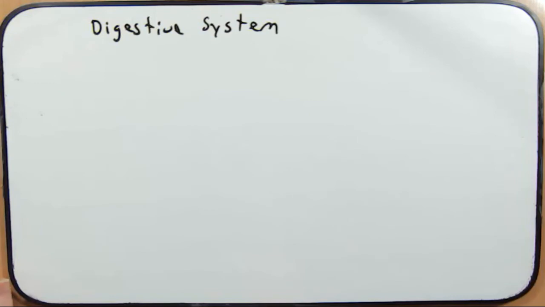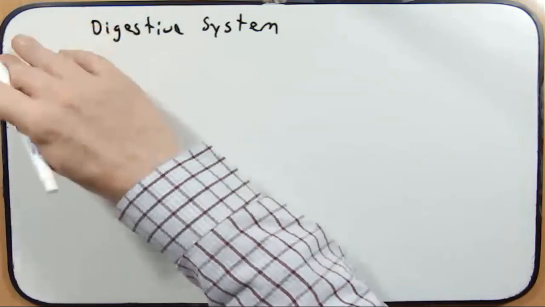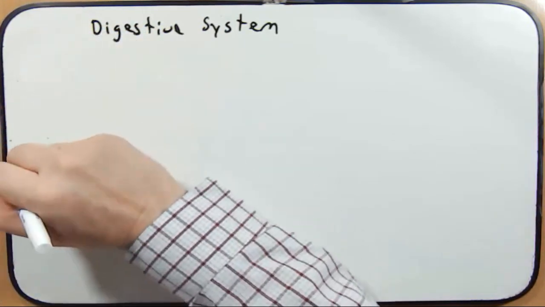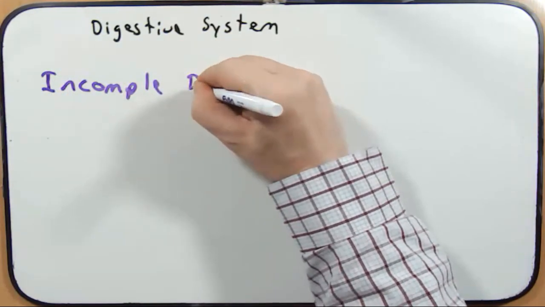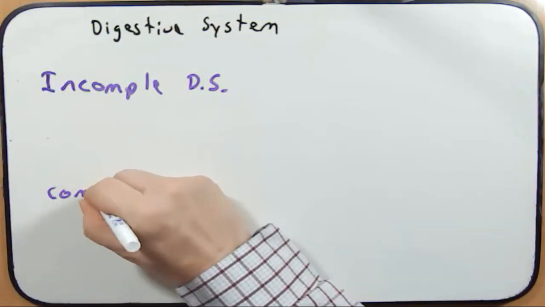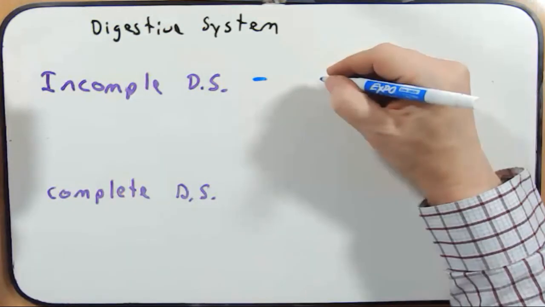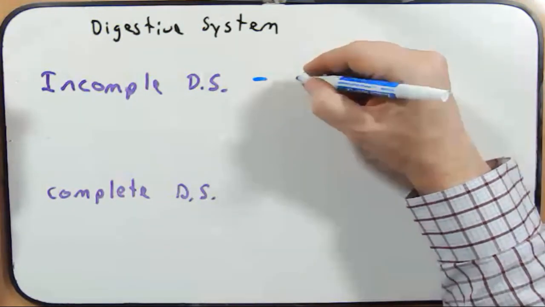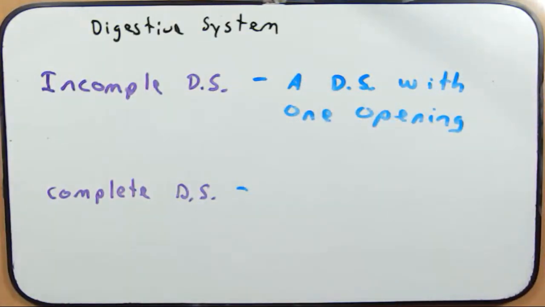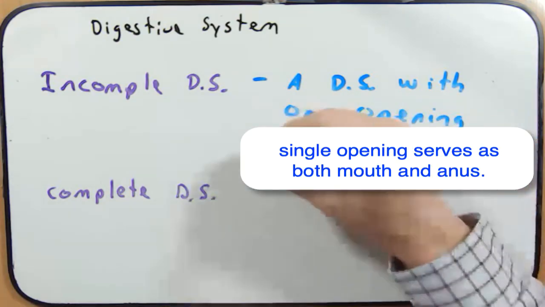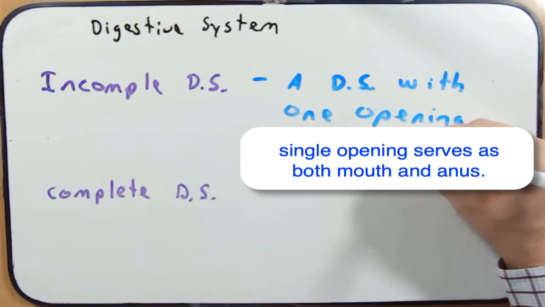Okay, let's go ahead and begin this last discussion item for today's video podcast. We're going to talk a little bit about the digestive system and some of the differences that we see within animals. There are a lot of ways we could talk about this, but I'm going to center this discussion around incomplete digestive systems and complete digestive systems. An incomplete digestive system is a digestive system with only one opening. In an incomplete digestive system, the single opening serves as both the mouth and the anus.